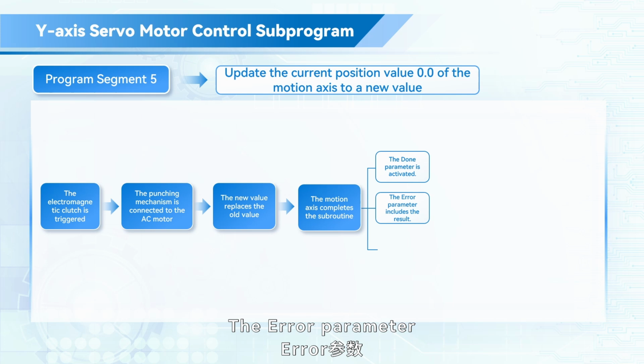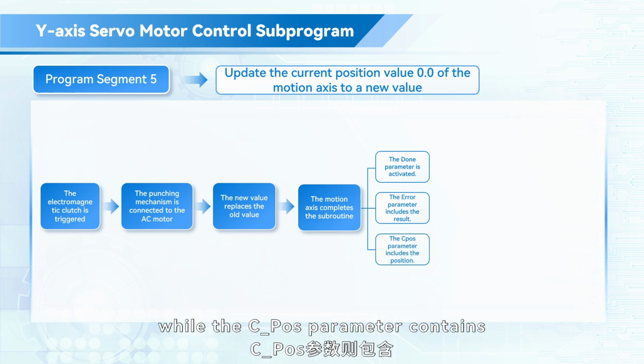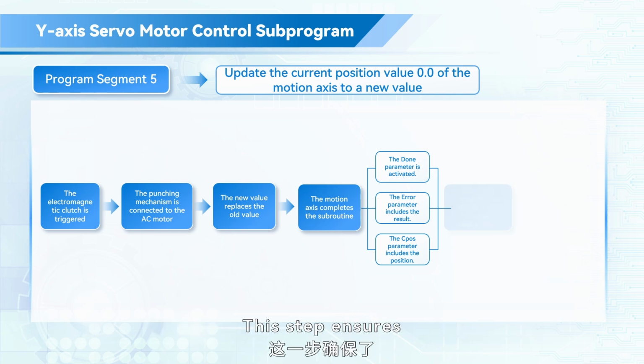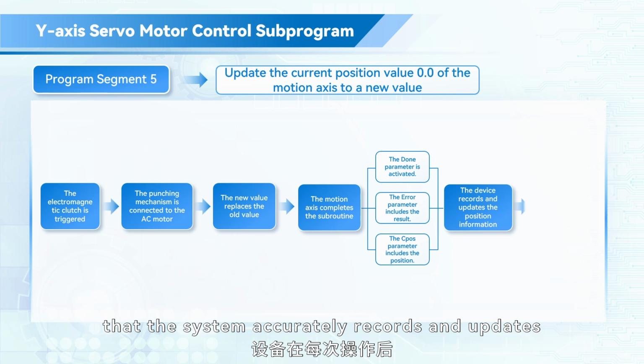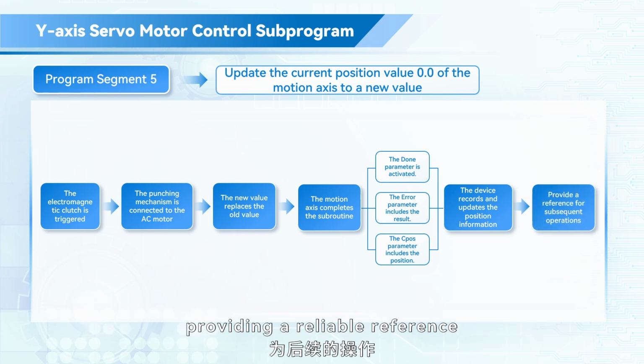The error parameter reflects the result of the subroutine, while the CPOS parameter contains the current position of the motion axis. This step ensures that the system accurately records and updates the position information after each operation, providing a reliable reference for subsequent actions.